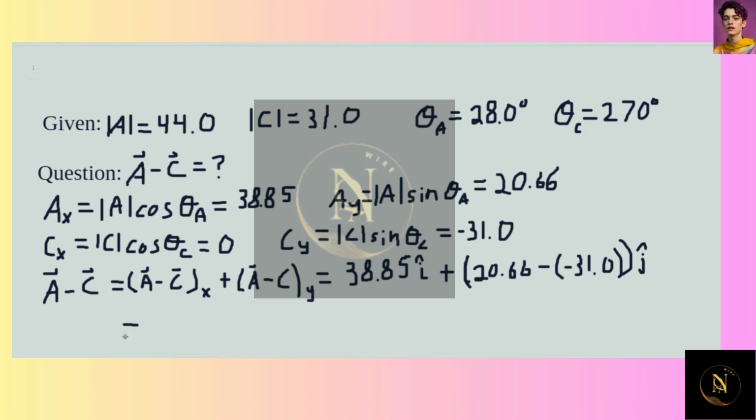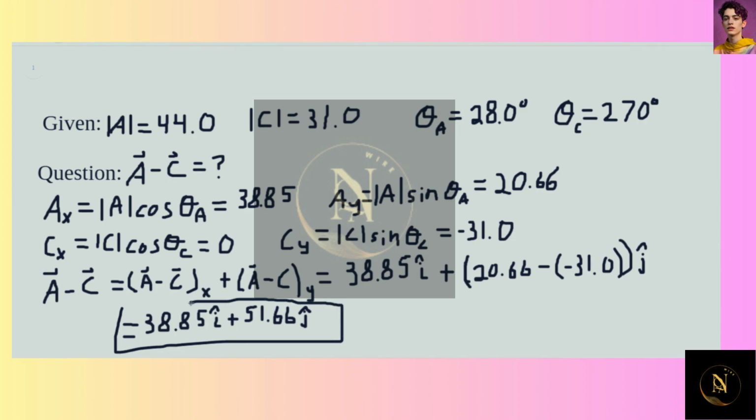Okay, so let's go ahead and solve this out completely. We still have 38.85 i hat plus 20.66 minus minus 31, which is 20.66 plus 31. So that's 51.66, and this is j hat direction. Okay, and we'll box that in because that's our solution for the vector A minus C.